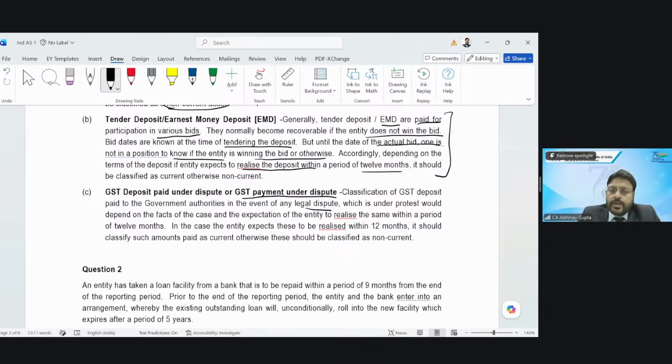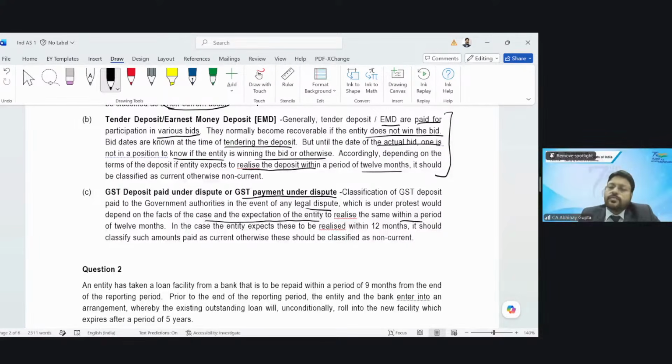So the classification of the GST deposit paid to the government authorities in the event of any legal dispute, which is under protest, would depend on the facts of the case and the expectation of the entity to realize the same within the period of 12 months. In case the entity believes that within the next 12 months the decision will arrive, highly likely in our favor, and hence we will be getting this refund, then it means the entity expects this refund of deposit will be materialized within the next 12 months from the reporting date. Then it can be presented as current.